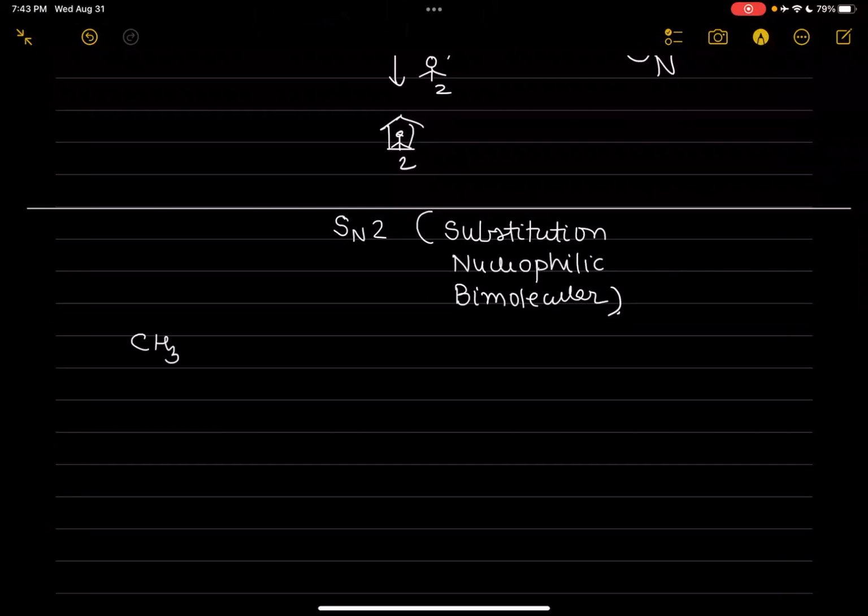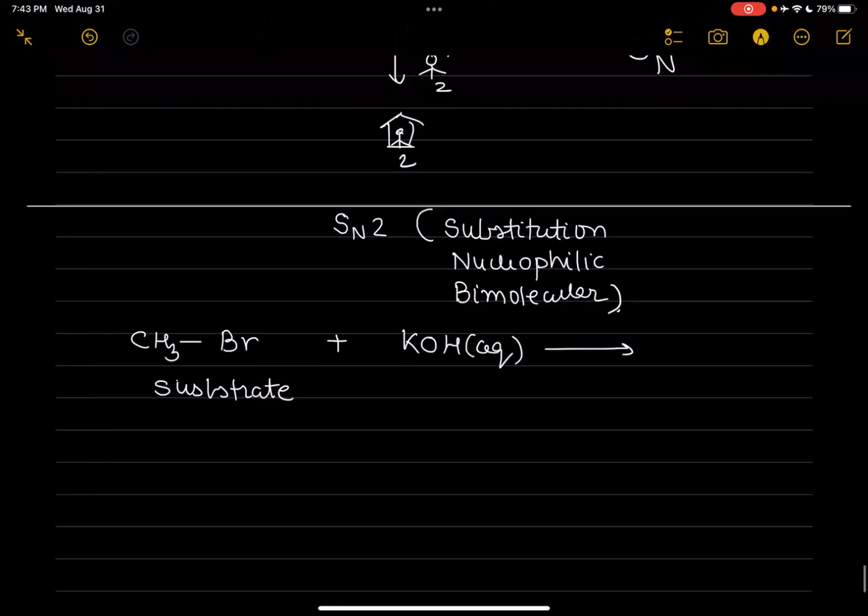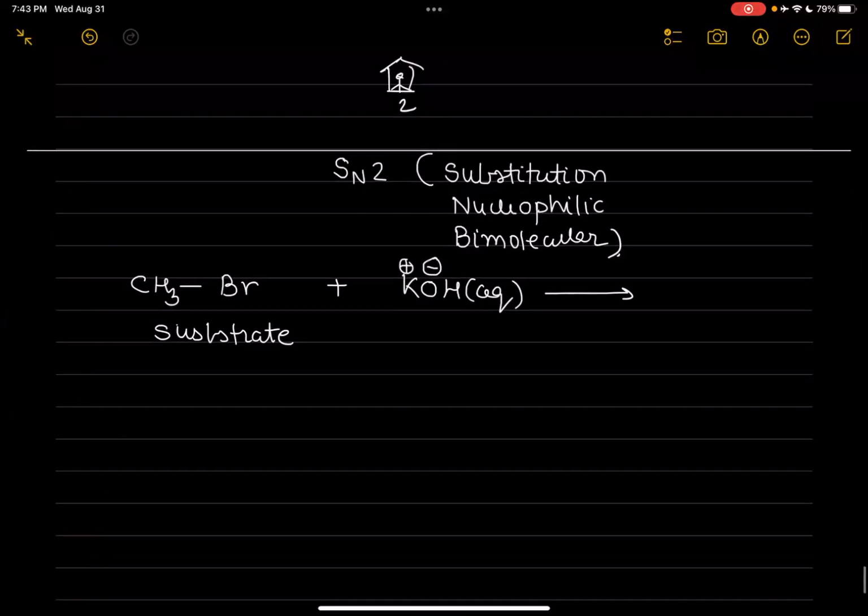Suppose you have taken CH3Br, this is the substrate. The substrate is the alkyl halide on which the reaction is happening. You have taken KOH, aqueous, okay, and the nucleophile is OH minus, because K plus is just a spectator and it will not participate in the reaction. It is already plus and it is just going to sit idle. But we need to take a complete compound. So in KOH, OH minus is a nucleophile.